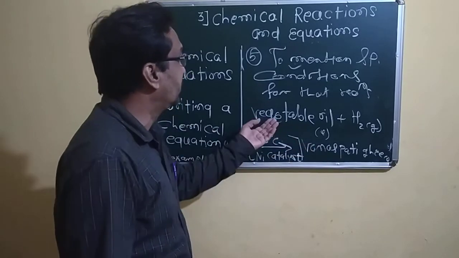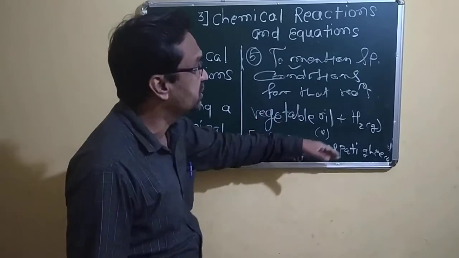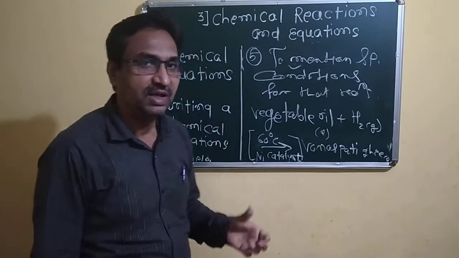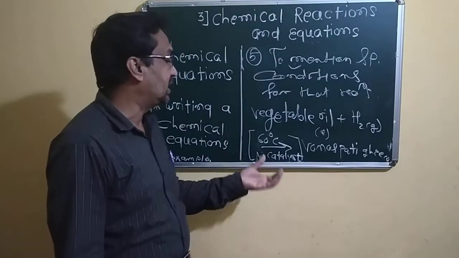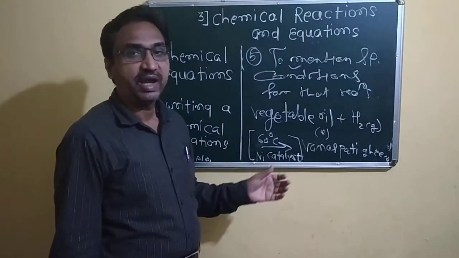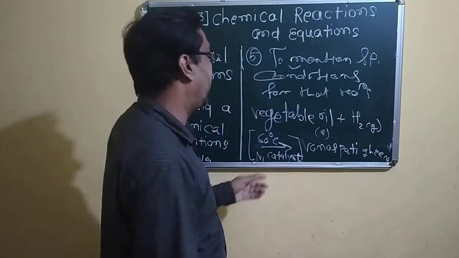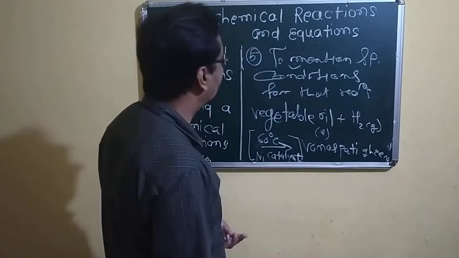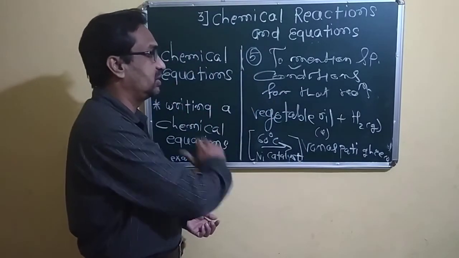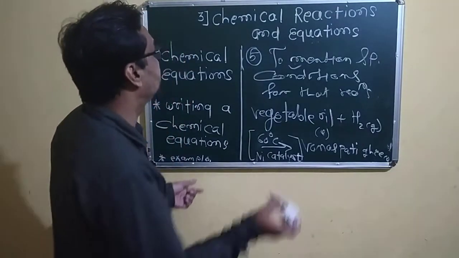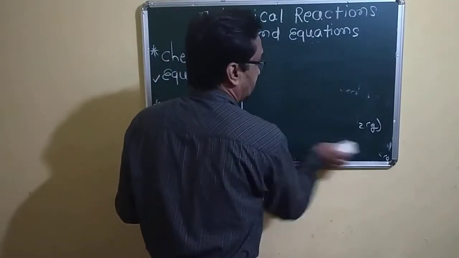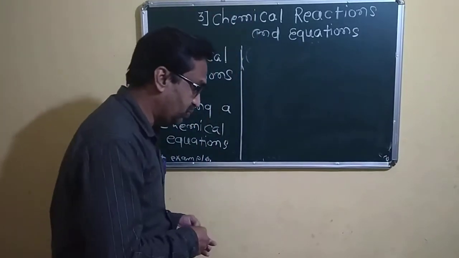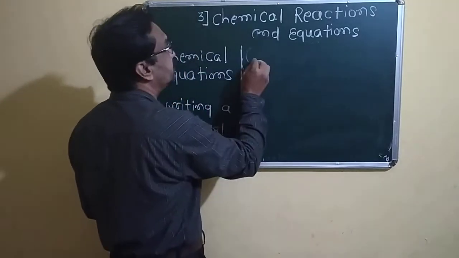For Vanaspati, we have to convert Vanaspati oil into Vanaspati ghee. The reaction is with hydrogen, but it requires not only hydrogen gas but also a catalyst. The catalyst is nickel, and the temperature required to carry out this reaction is 60 degrees Celsius. So the fifth one is to mention specific conditions for the particular reaction, and the last one is special information or names of reactants and products.